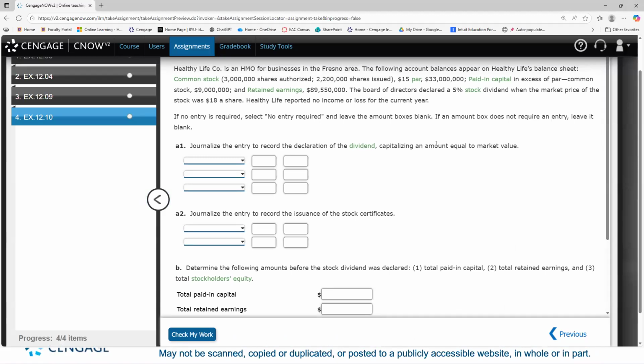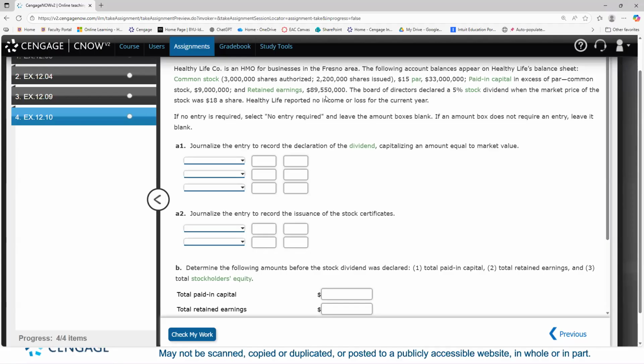So this is Healthy Life Company. It's an HMO for businesses in the Fresno area. The following account balances are on Healthy Life's balance sheet: common stock, 3 million shares authorized, 2,200,000 shares issued, $15 par. Sorry, no, the 33 million is the total common stock, and then 9 million is paid in capital in excess of common stock.